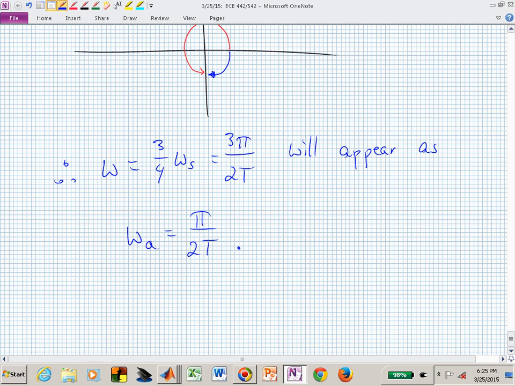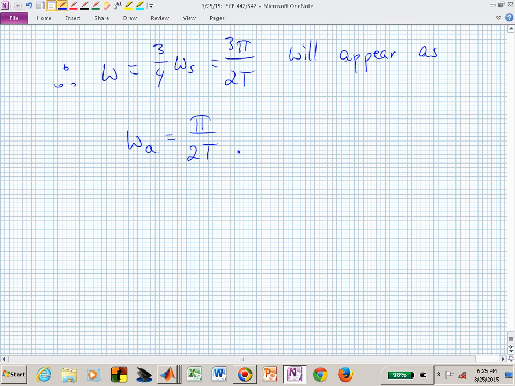So instead of looking at something that looks like it's much faster, because we're not sampling fast enough to capture that information, it gets aliased back or reflected back to look like it's halfway between where we have DC and omega sub s over 2, which is omega sub a of pi over 2T.